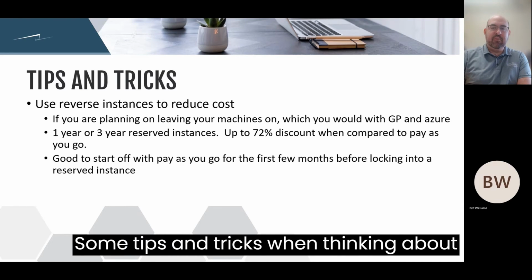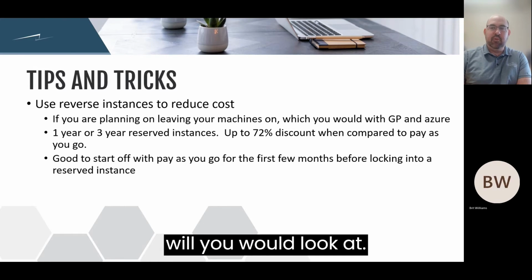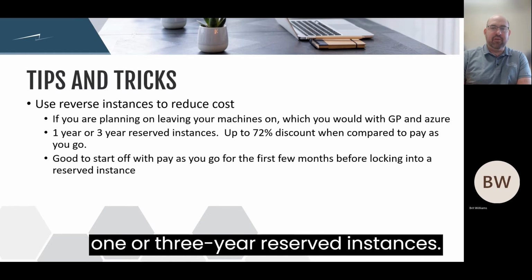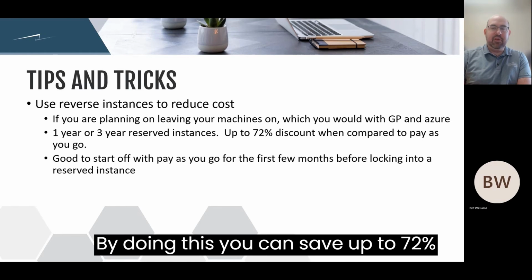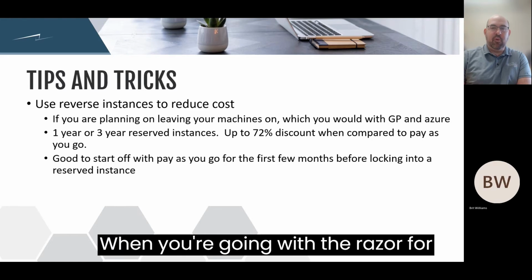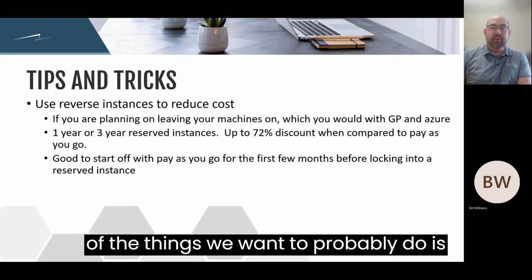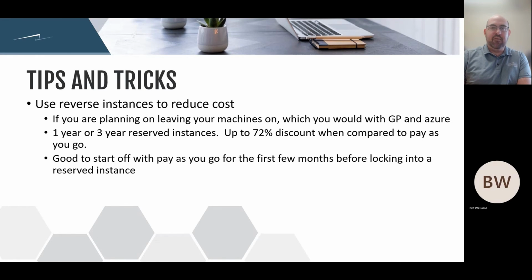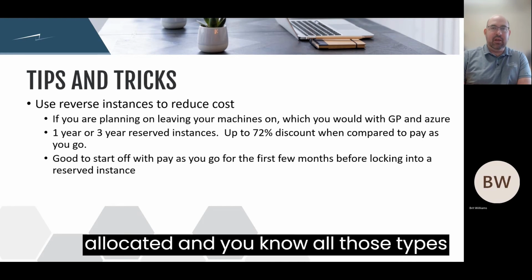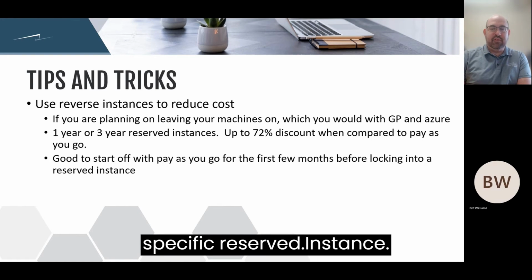Some tips and tricks when thinking about moving to Azure: if you're planning on leaving your machines on, which most of you will, you would look at potentially locking those into 1 or 3 year reserved instances. By doing this, you can save up to 72% discount on the VM costs themselves. One of the things you want to probably do is start off with a pay-as-you-go plan for the first couple months, make sure everything's running the way you want and you have the proper resources allocated before you lock in to a specific reserved instance.